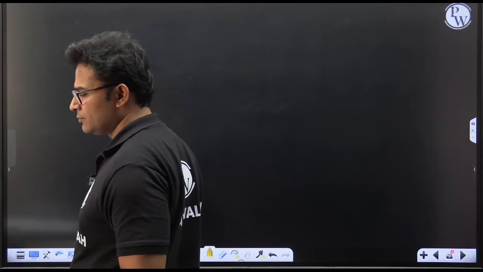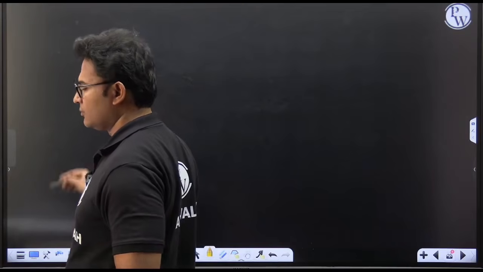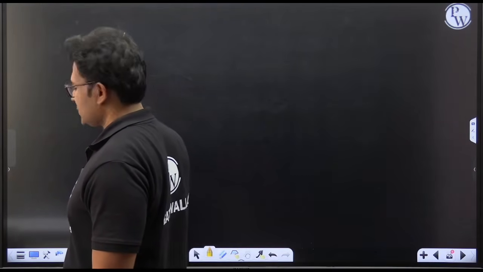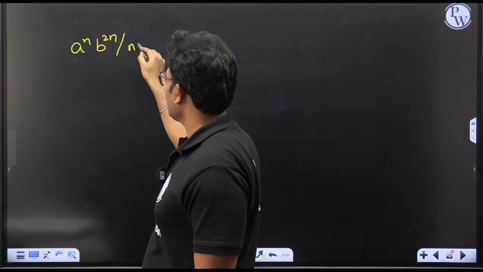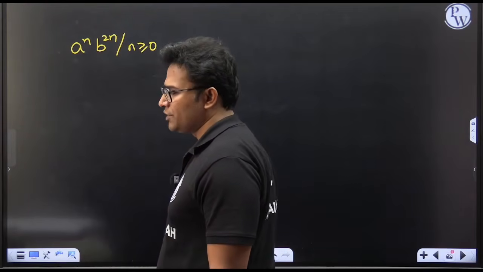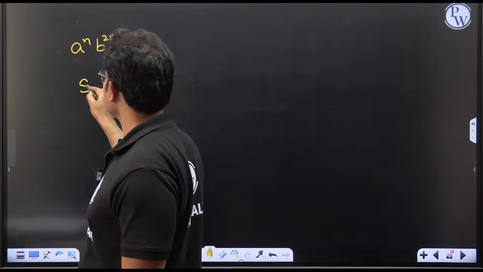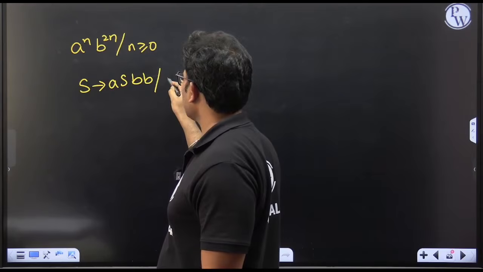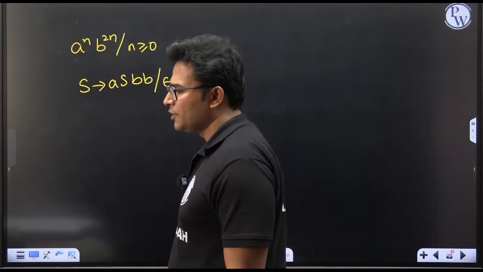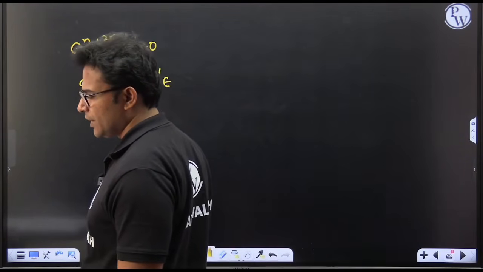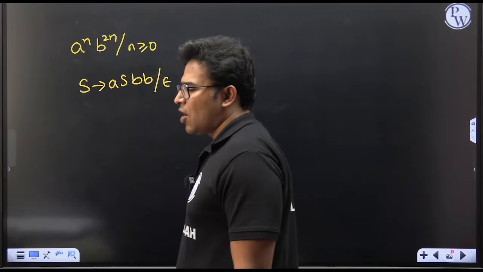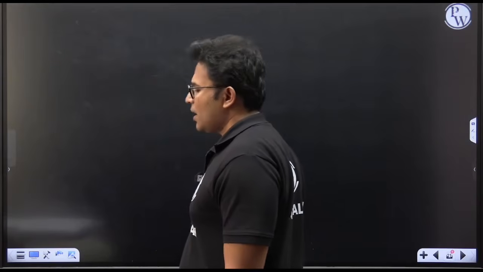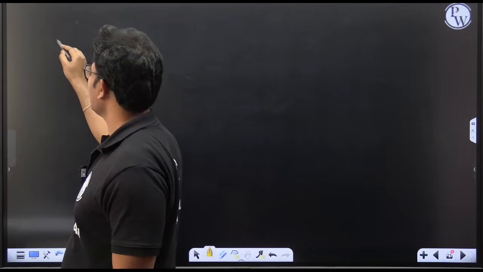Now if I give you a grammar and ask you what does this grammar represent, let us say a power n, b power 2n such that n is greater than or equal to 0. How are you going to generate this? S derives aSbb or epsilon.